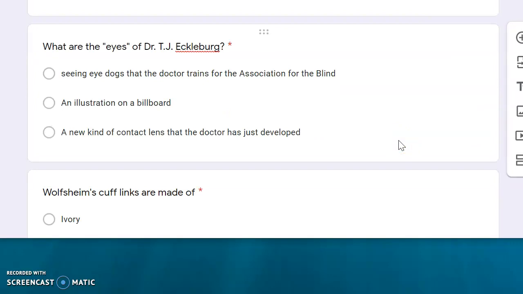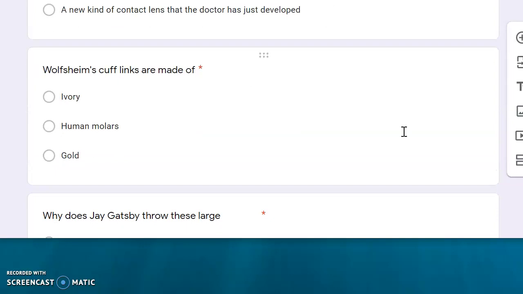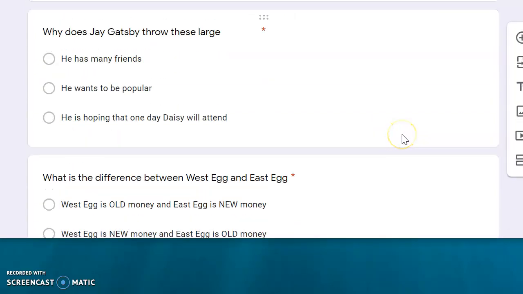What are the eyes of Dr. T.J. Eckleburg? Seeing eye dogs that train doctors for the Association for the Blind, an illustration on a billboard, a new kind of contact lens that the doctor has just developed. Wolfsheim's cufflinks are made of ivory, human molars, gold. Why does Jay Gatsby throw these large parties? He has many friends. He wants to be popular. He is hoping that one day Daisy will attend.